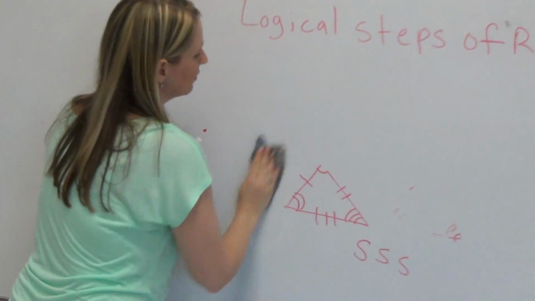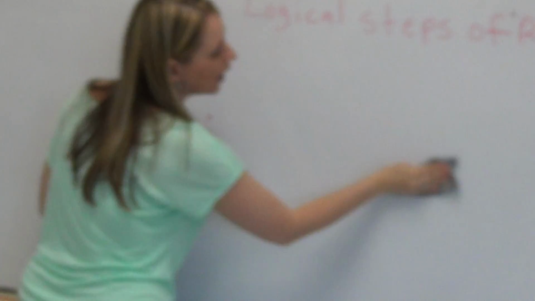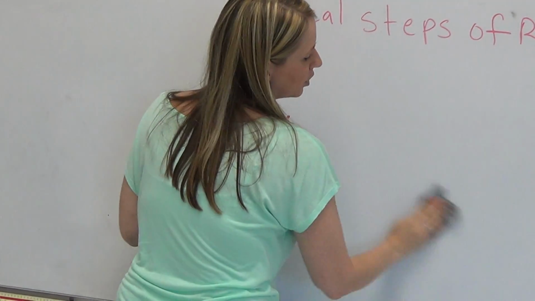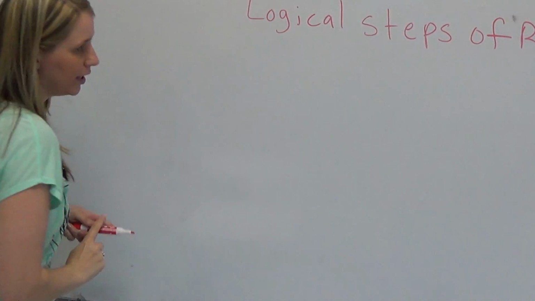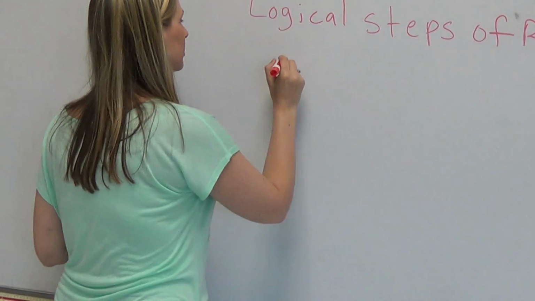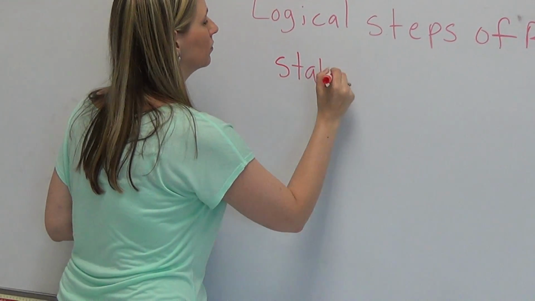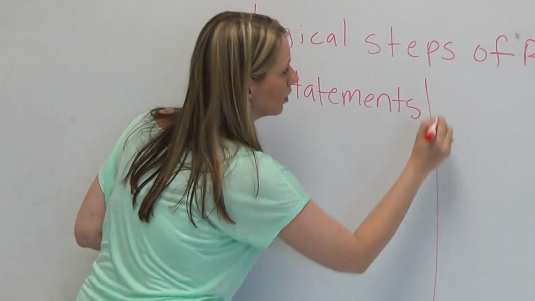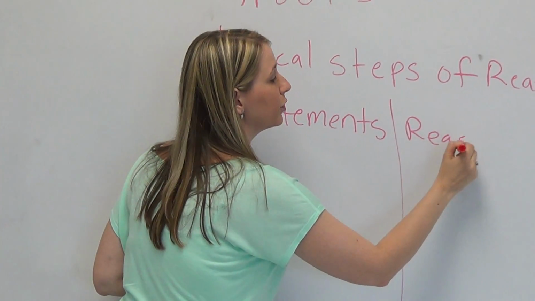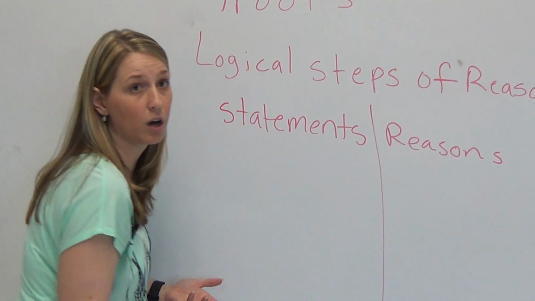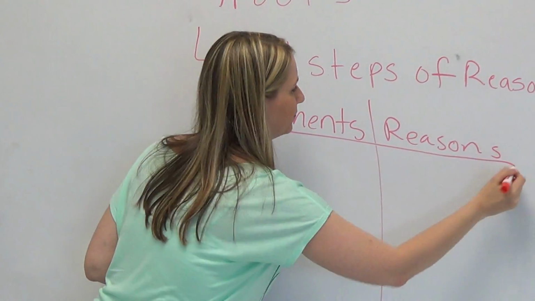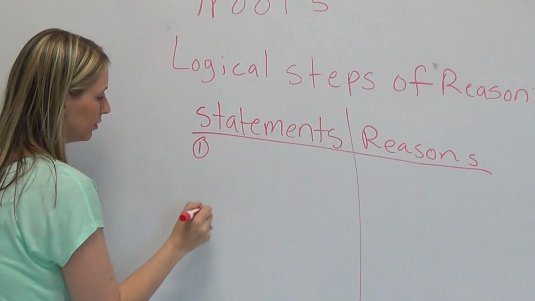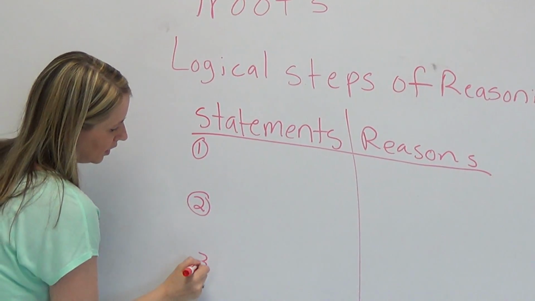Proofs can be done in several ways. It can be done as a paragraph, it can be done as a flow chart, but the most common proof is a two-column proof. And this is what it looks like. The reason they call it a two-column proof is because it has two columns. Very simple. Okay? And you'll have your list of things.